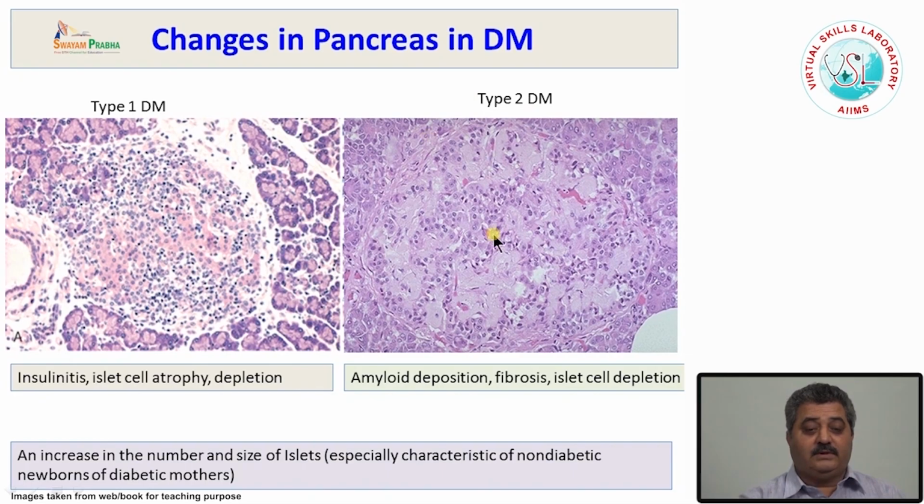Whereas in type 2 diabetes mellitus, the number may be increased initially, but later on it is decreased. But more characteristic is the deposition of amyloid material. This amyloid material is deposited in the islets and causes atrophy of these cells. What the etiology or causal relationship is, is not well known, but probably this amyloid deposition causes atrophy of these islet cells.